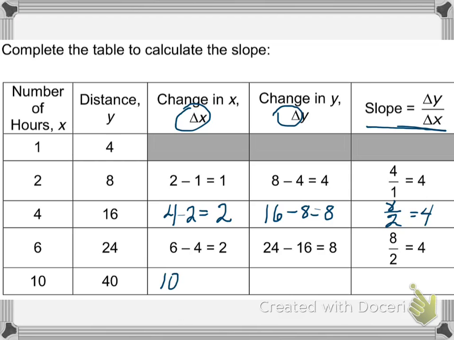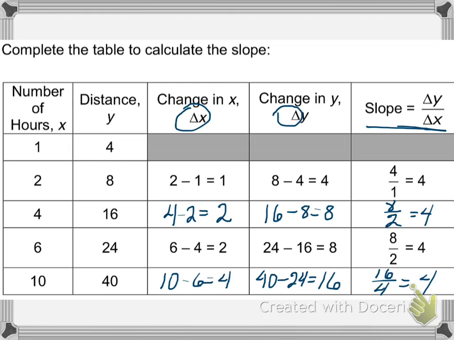Okay, so we would take 10 minus 6, which gives us 4. And then we would take 40 minus 24, which gives us 16. Now we have to take our change in y values, 16, over our change in x values, 4, and reduce that to its simplest form, which gives us 4.